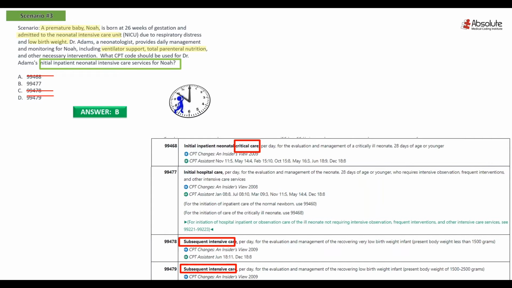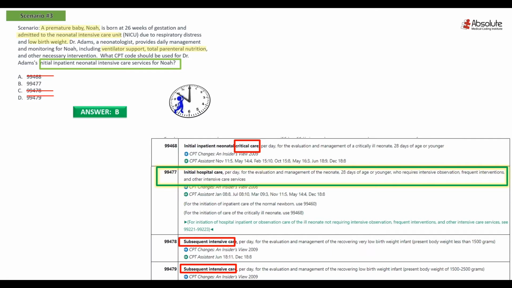Options C and D are incorrect as well, and the correct answer is going to be option B, which is 99477, initial hospital care per day for the evaluation and management of the neonate 28 days of age or younger who require intensive observation, frequent intervention, and other intensive care services. So the correct answer is option B.